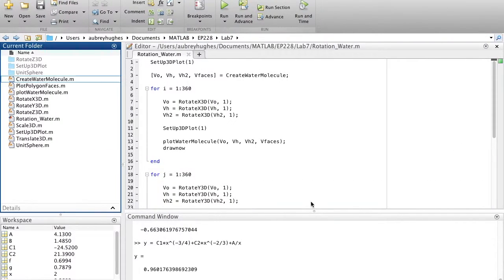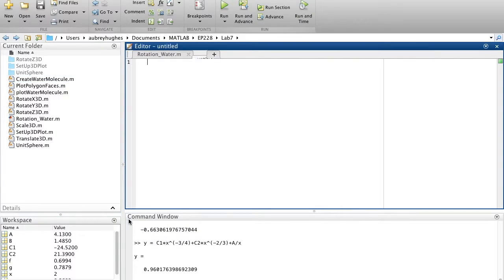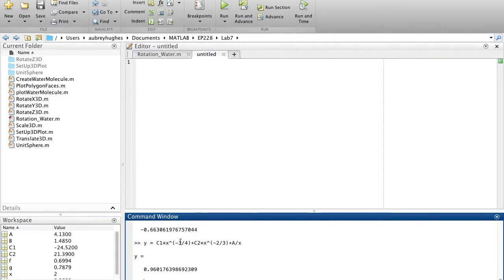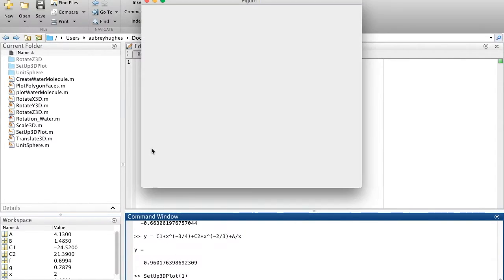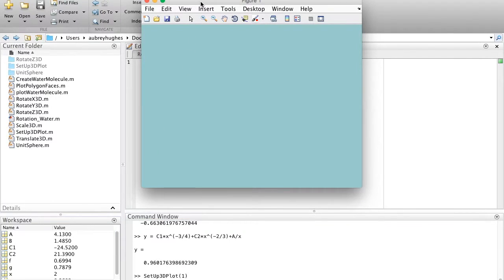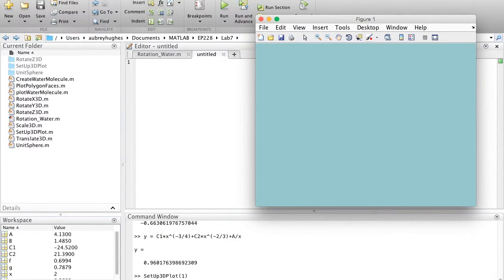For question 2, we go into MATLAB, and we have been given two functions. setup 3D plot literally just gives you a 3D figure. So if we do setup 3D plot and put figure 1, and my computer is very slow, so apologies, there you go. That's the kind of figure you should get.